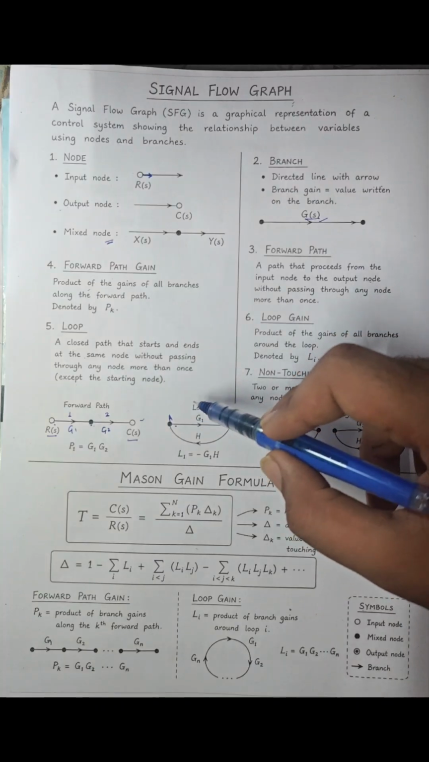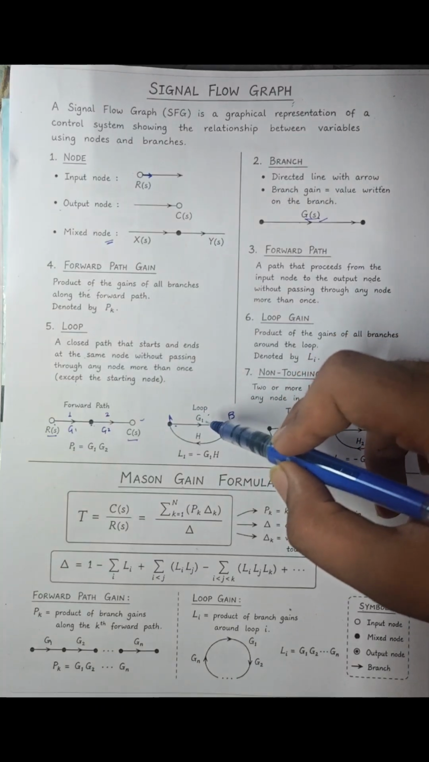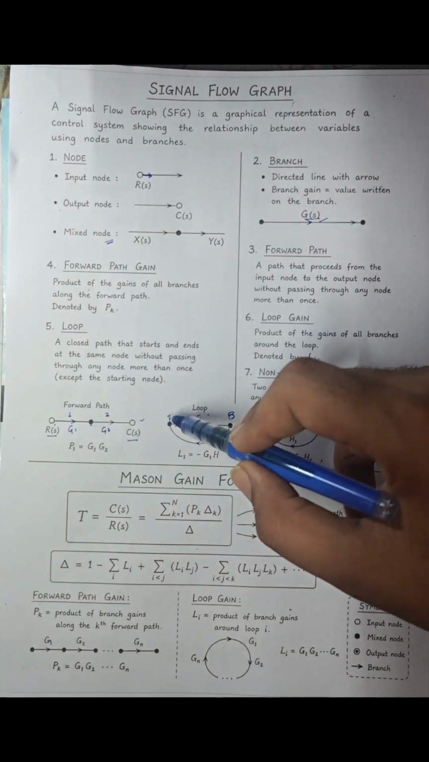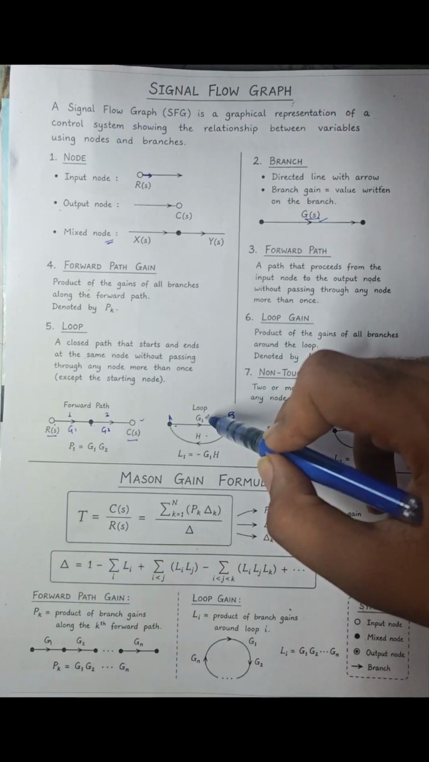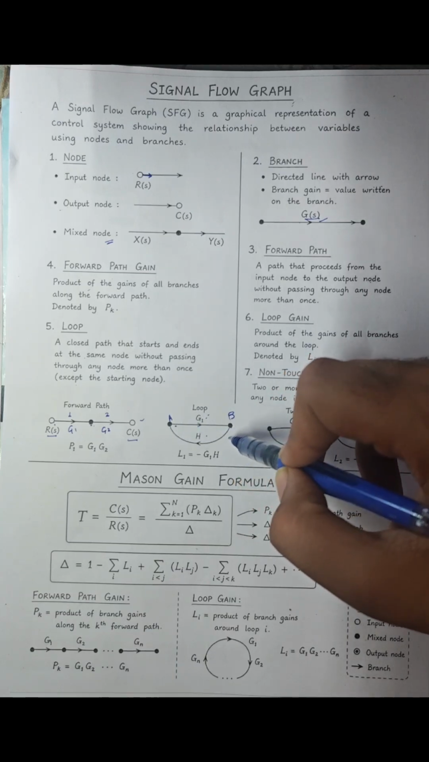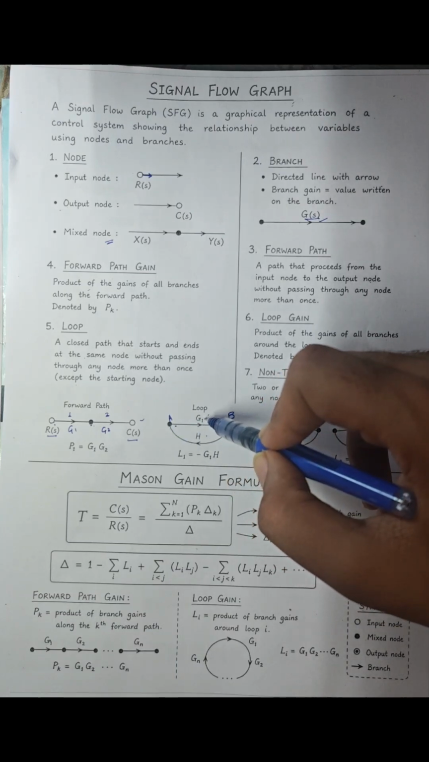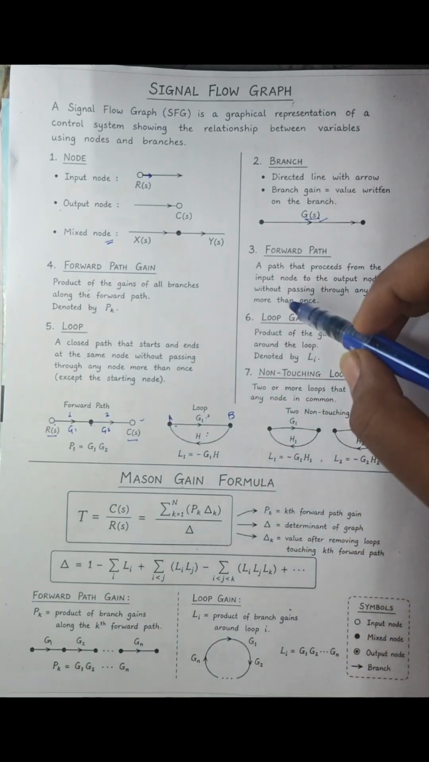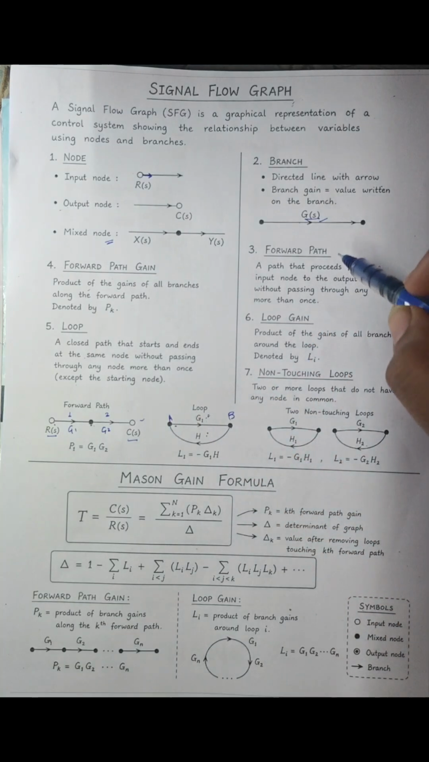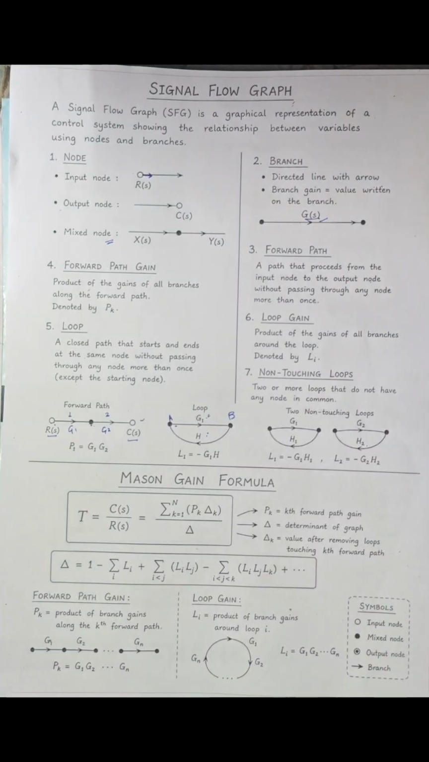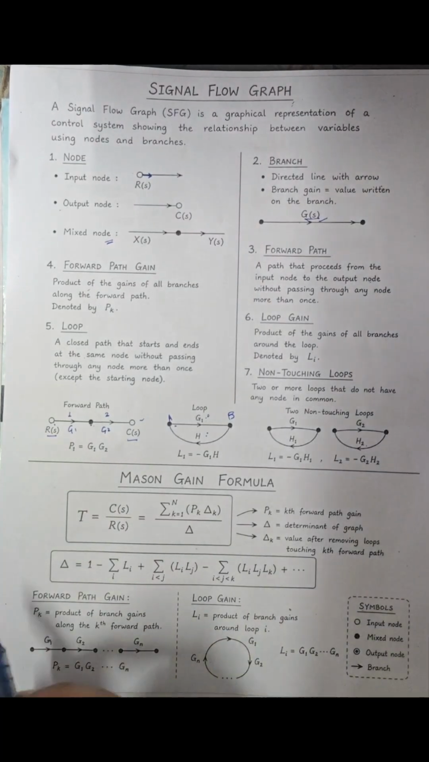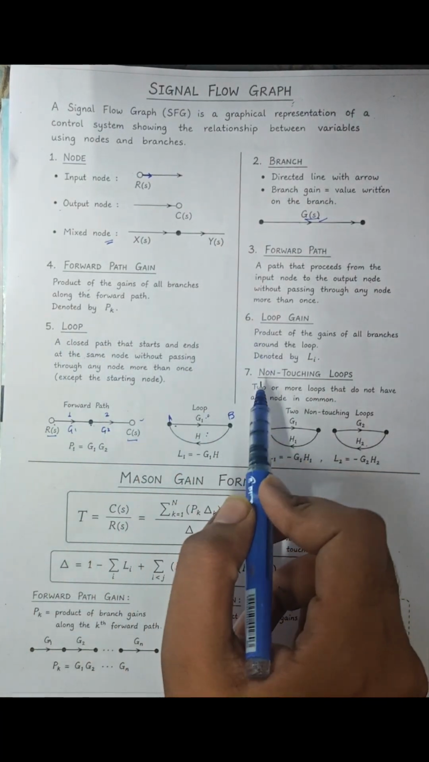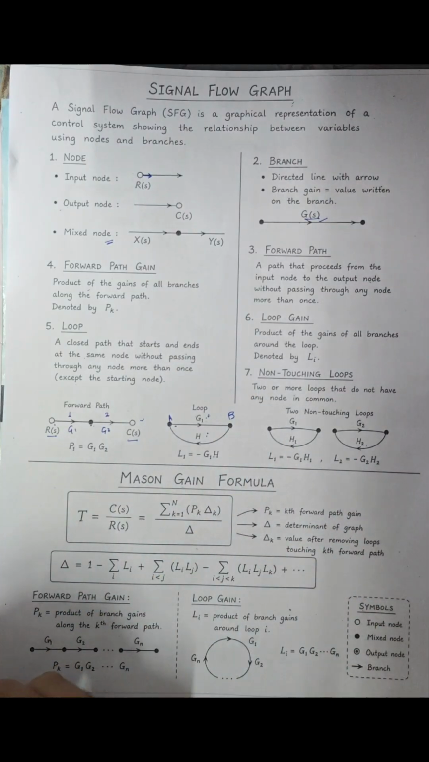So what is loop gain? Loop gain is nothing but G1 into H. Means in this loop, what is the loop gain? G1 into H. It is the path covered with the loop, with the branches multiplied. So now we move ahead to the Mason gain formula. This loop gain and non-touching loop gain will be explained through a question which will be discussed later.